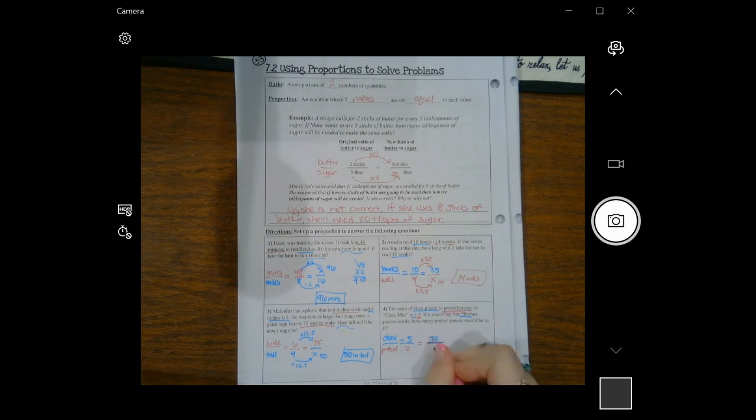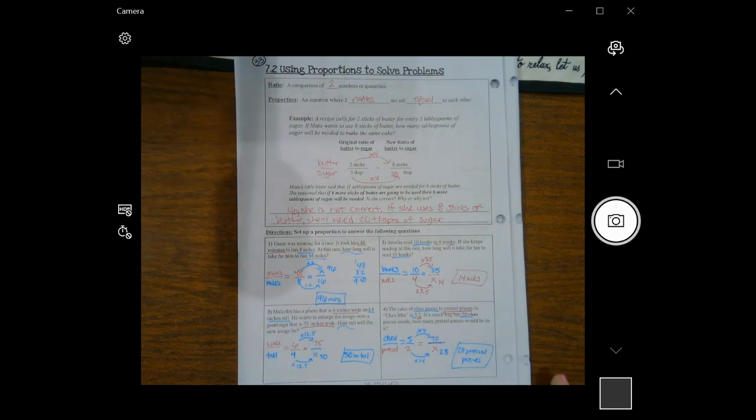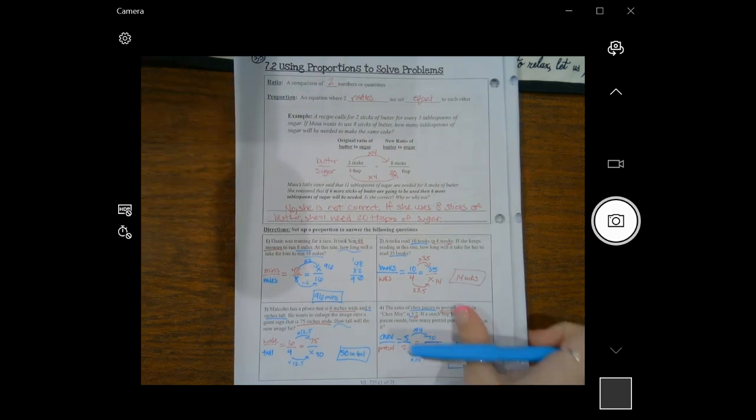And then they're asking how many pretzel pieces would there be. Again, always go towards the unknown, so go that way. 5 times what is 70? Or 70 divided by 5 is 14. So that means 5 times 14 is 70. So then 2 times 14 is 28, which means there's going to be 28 pretzel pieces if there were 70 Chex pieces in that bag.